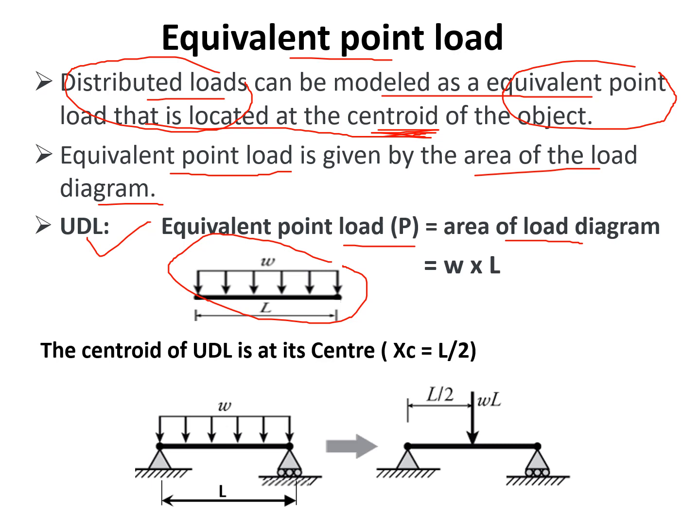You see, this is the length L and the height is W, that is the intensity. So intensity into length, that is the area of this load diagram, and that will give you the equivalent point load. And it is placed on its centroid. If it is a uniformly distributed load, definitely its centroid will be at the middle. So W into L is the equivalent point load of that UDL, and it acts at the middle, at a distance of L by 2 from one end. So that is the way to convert the UDL into the equivalent point load.